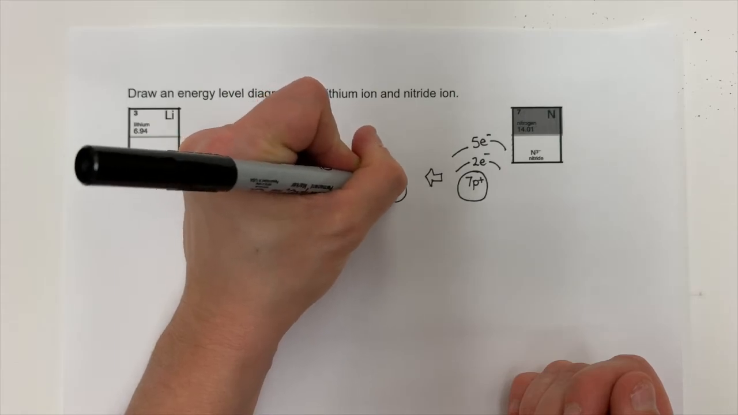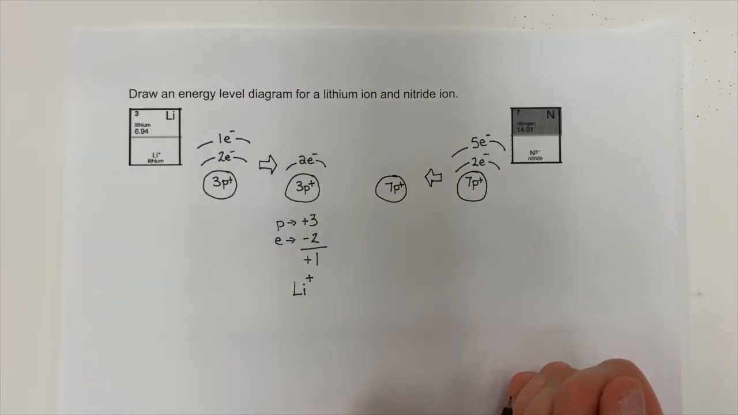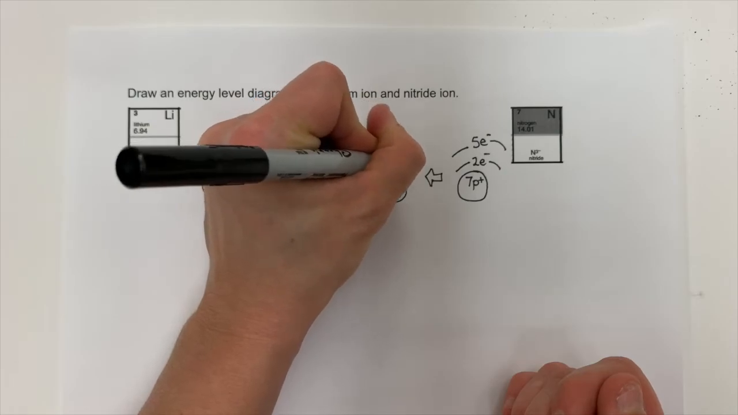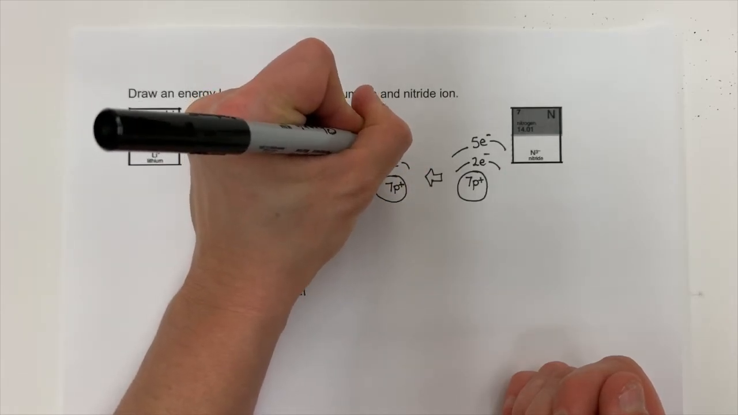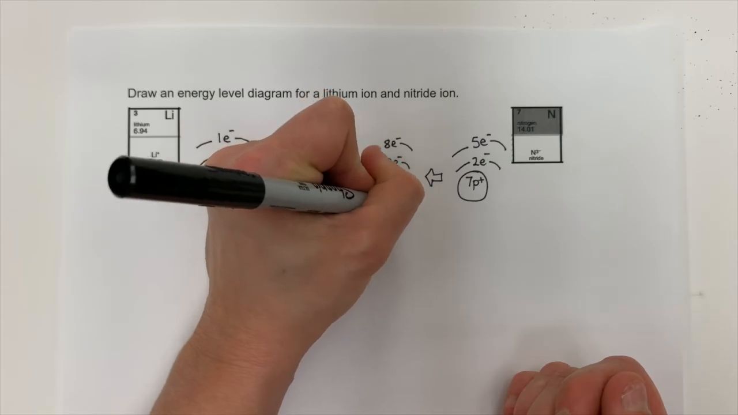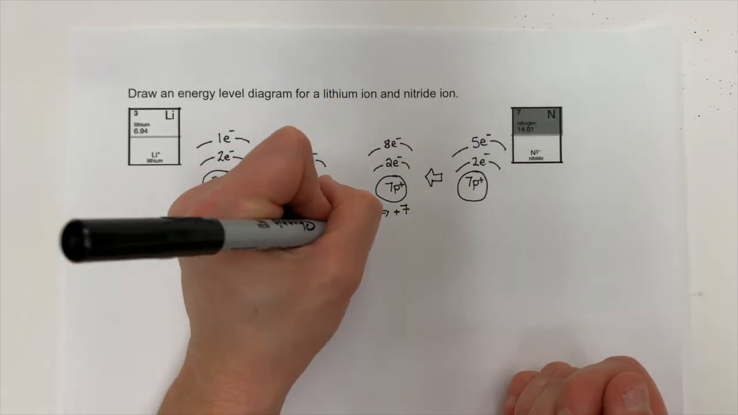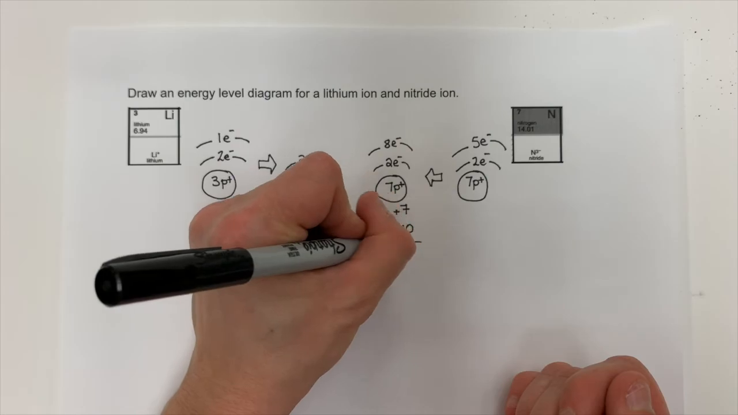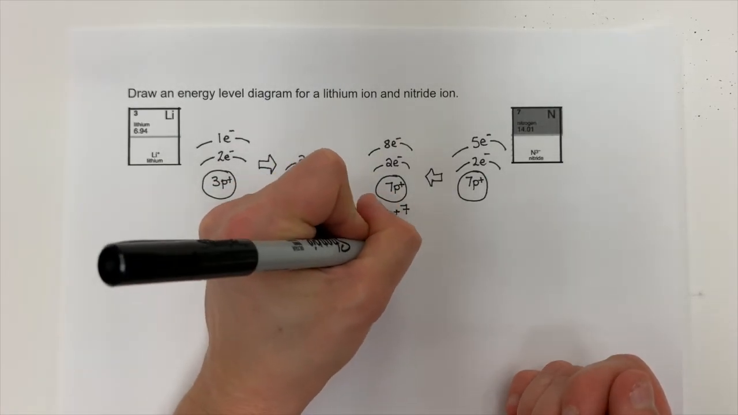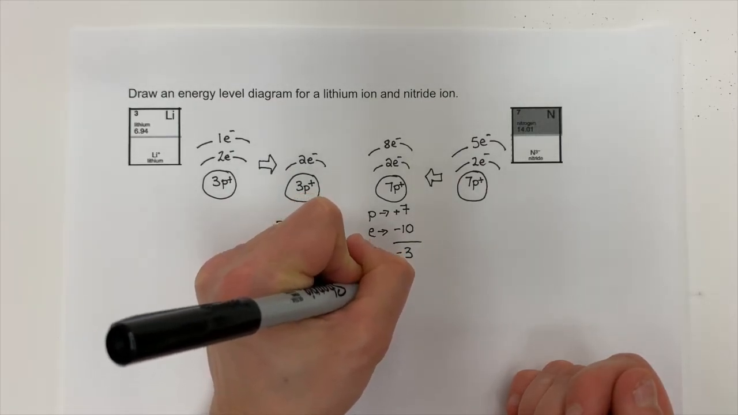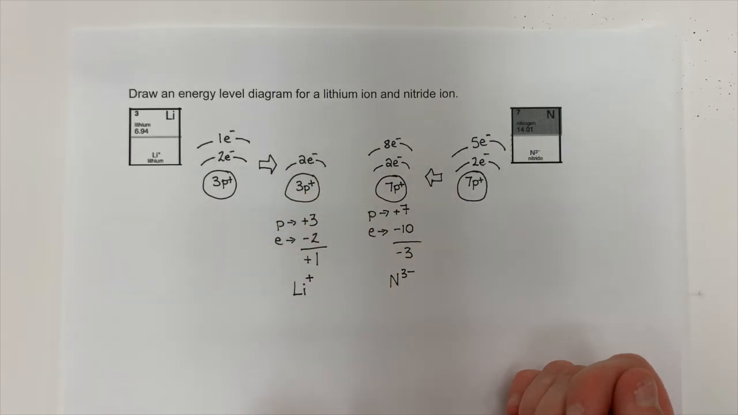It still has 7 protons because the number of protons isn't changed by becoming an ion. However, it will now have 8 electrons in its outer shell. So for protons, it's got a total charge of +7 because each proton has a charge of +1, and for electrons, it has a charge of -10 because each electron has a charge of -1. +7 and -10 gives an overall charge of -3. Therefore, nitrogen becomes an N3-, and the ending changes from nitrogen to nitride.